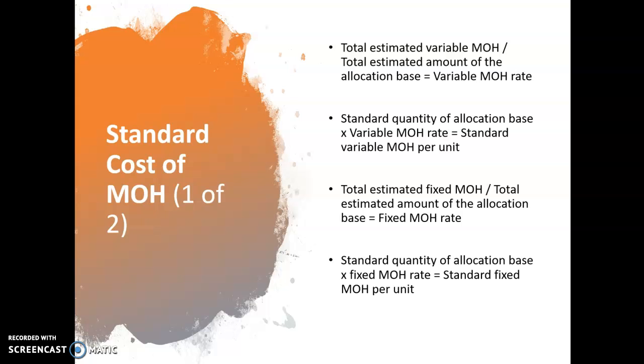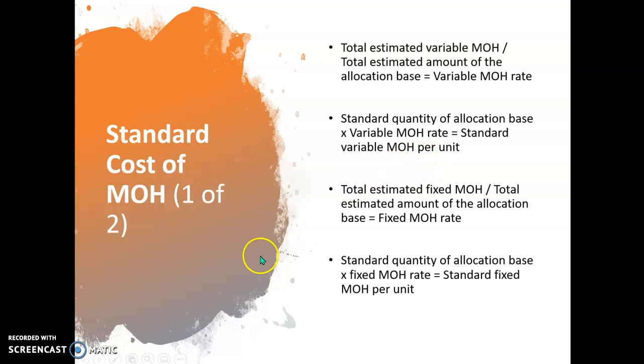Now, manufacturing overhead. You can look at these. We're going to break it apart between variable and fixed. The total estimated variable overhead divided by the allocation base gives us a variable manufacturing overhead rate. The standard quantity of the allocation base times the variable manufacturing overhead rate gives us the standard variable manufacturing overhead per unit. So in this first one, we're just developing the rate. Then the standard quantity of the base times the rate gives us the cost per unit.